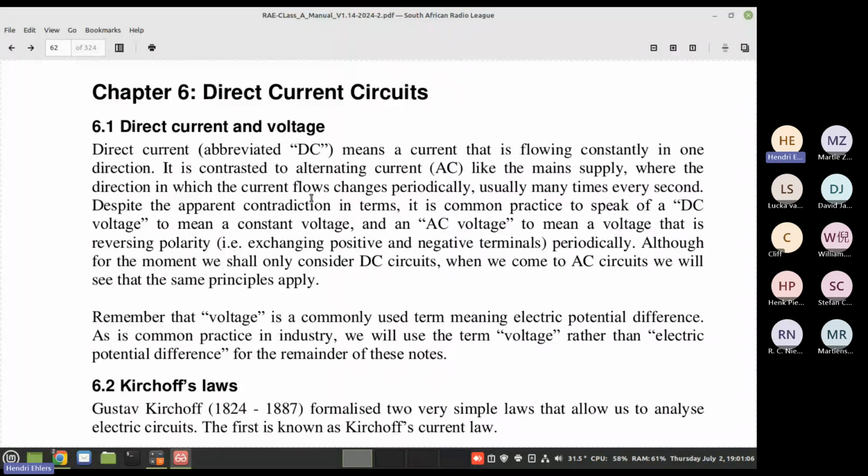Alternating current, AC, is what you'll find in the wall, the mains supply, where the direction of the voltage switches 50 times a second from positive to negative. Now, we'll see later that it's possible to convert AC into DC. And we do it regularly as radio amateurs to power our radios from mains.